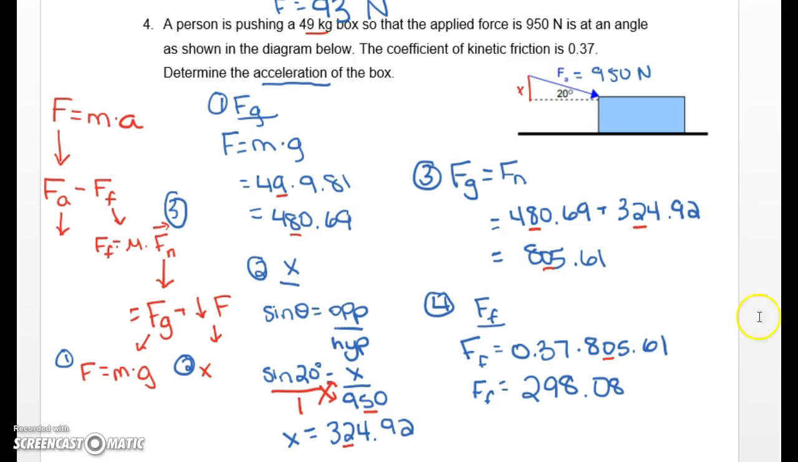And then just keeping track of sig figs there. Here we're just going to worry about this normal force. We won't consider our coefficient of friction. So here our answer is just going to have 2 sig figs there as well.